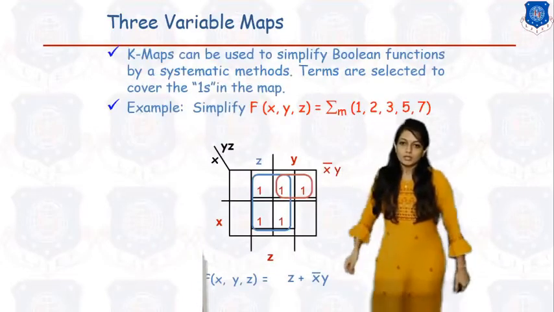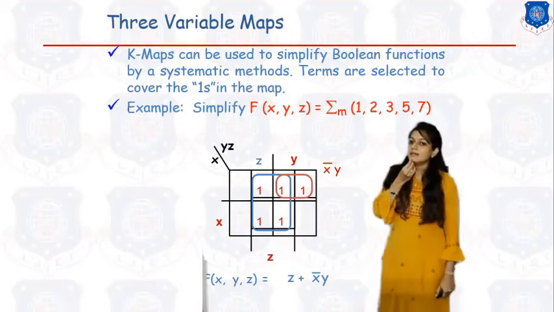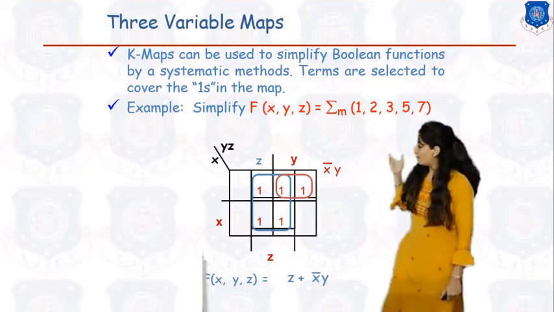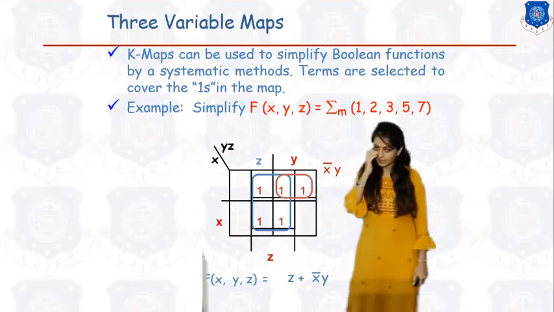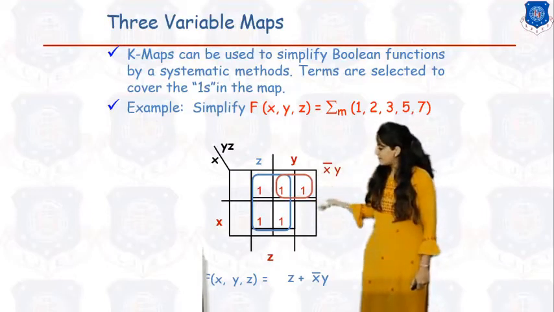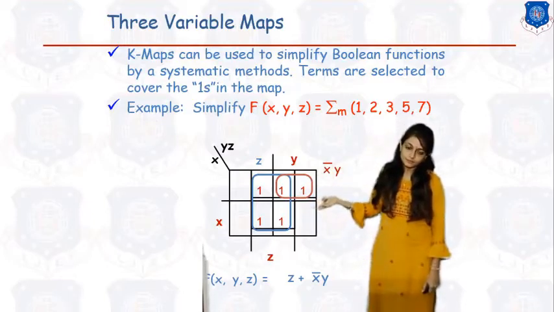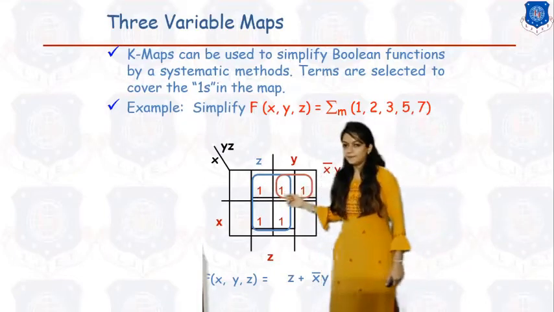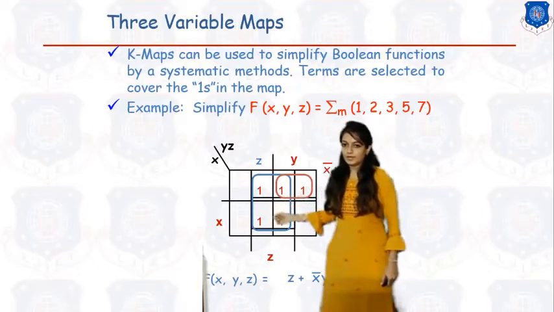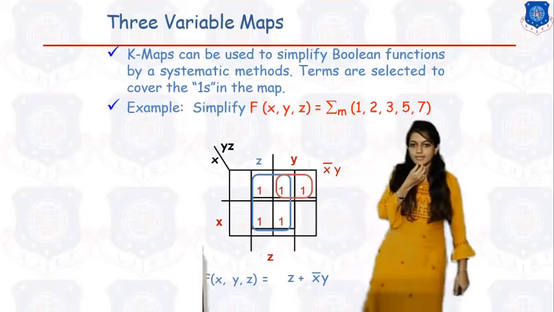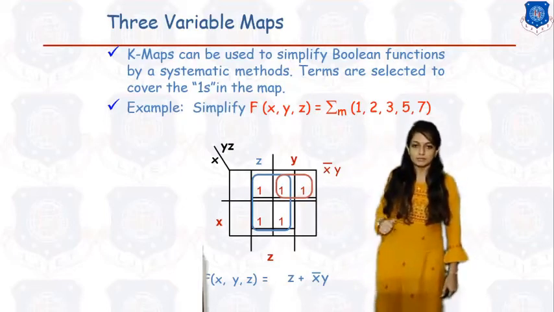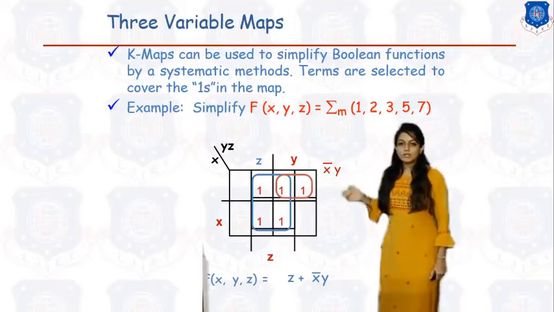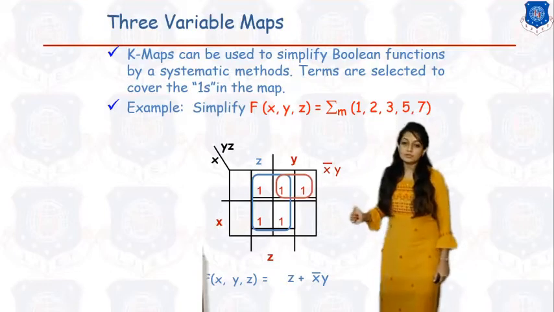Alright. Now, if the example is given as simplify the function f of x, y, z, that is summation small m 1, 2, 3, 5 and 7. Right? So how to write it inside the three variable K map? Place 1 over here, 2, 3, 5 and 7. Right? So after placing all the minterms, now we need to calculate what is the reduced Boolean function.